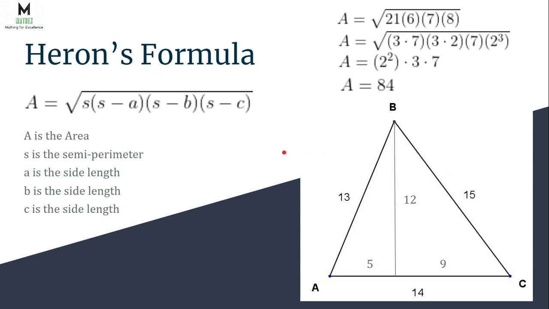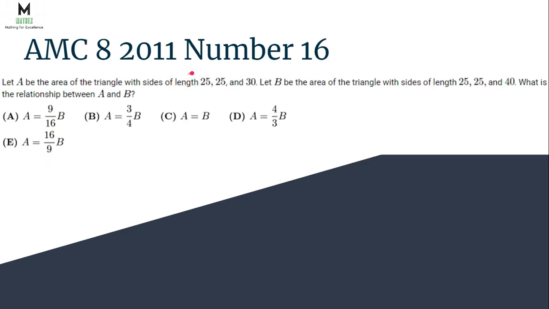So now that we know what Heron's formula is and have a feel for how to apply it to solve for the area of triangles whose sides we know, let's try another practice problem. This problem is number 16 from the 2011 AMC8, and it states, let A be the area of a triangle with side lengths of 25, 25, and 30, and let B be the area of a triangle with side lengths of 25, 25, and 40. What is the relationship between A and B?